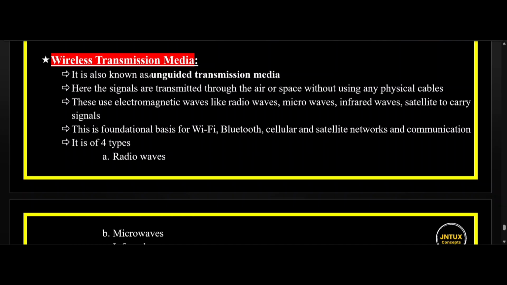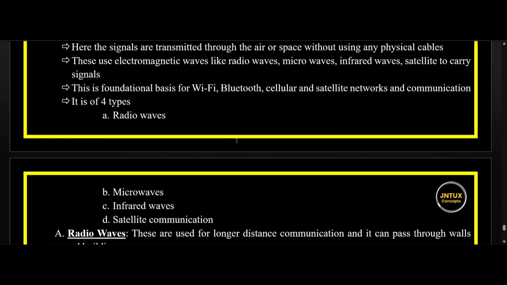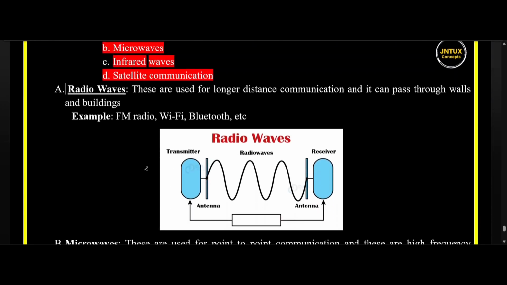Wireless transmission media is also known as unguided transmission media. Here the signals are transmitted through thin air or space without using any physical cables. These use electromagnetic waves like radio waves, microwaves, infrared waves, and satellites to carry signals. This is the foundational basis for Wi-Fi, Bluetooth, cellular and satellite networks for communication purposes. This wireless transmission media is further divided into 4 types: radio waves, microwaves, infrared waves, and satellite communication. So let's understand each one.